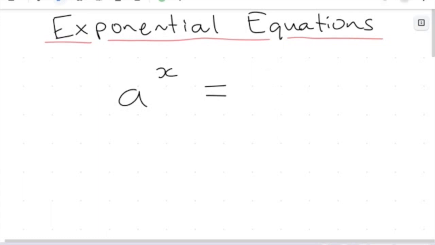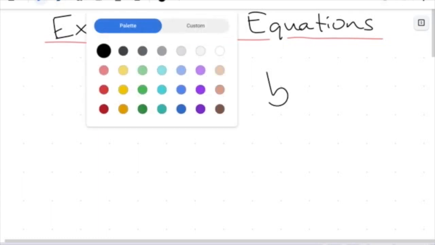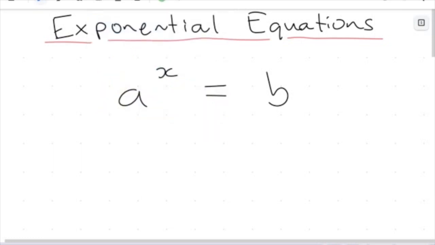Now, what we mean by these is these are any equations dealing with some kind of power or some kind of exponent.